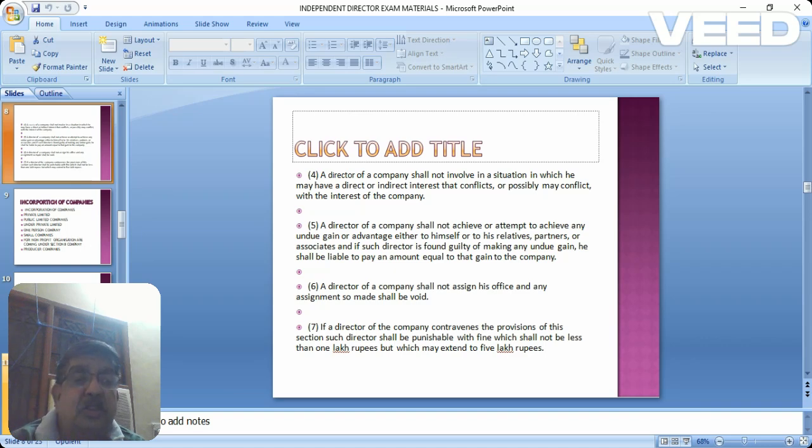A director of a company shall not achieve or attempt to achieve any undue gain or advantage either for himself or his relatives, partners, or associates. If such a director is found guilty, he shall be liable to pay an amount equal to the gain of the company. So he should not have any undue gain or undue advantage for himself or his relatives, partners or associates. He should be very honest.